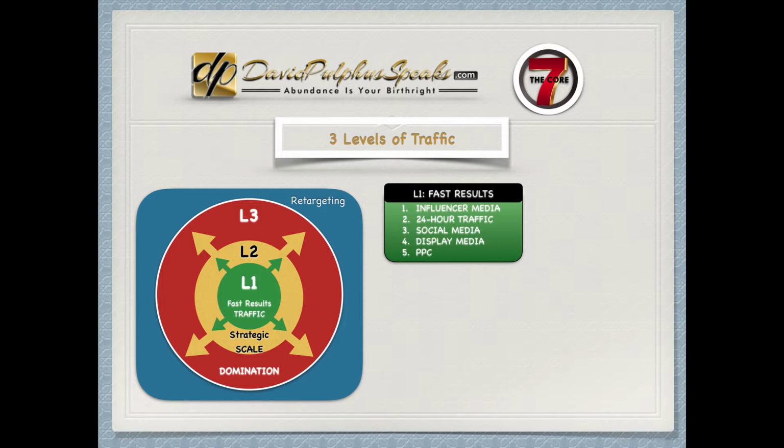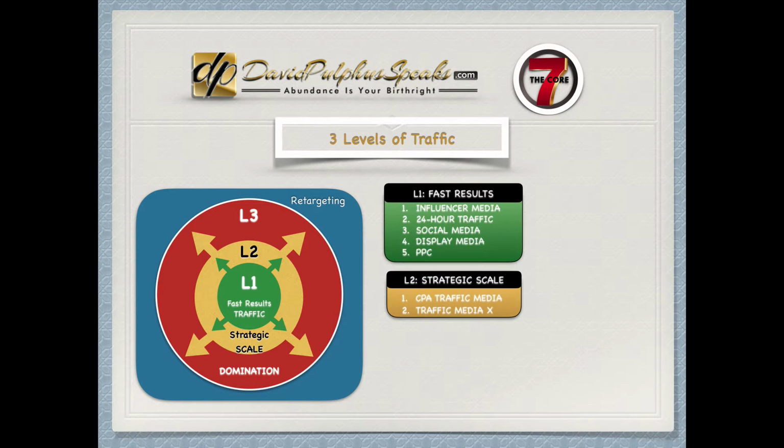Then you have your social media that you can tap into for traffic. Display media is where you have different banner ads that you can put on your pages, or you can have it follow people throughout the cosmos of the internet. And you have PPC, which is pay-per-click, like Google pay-per-click, Bing pay-per-click.